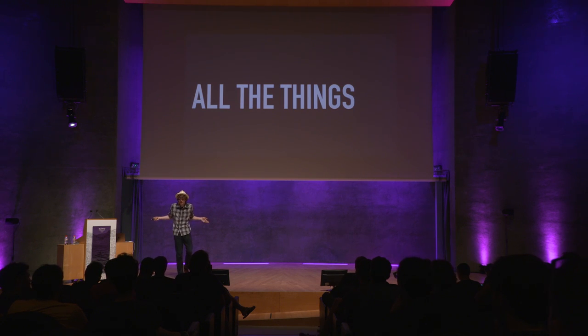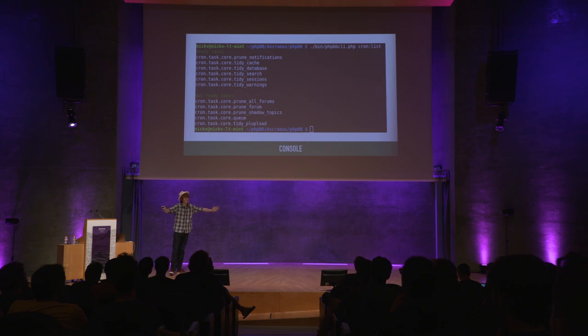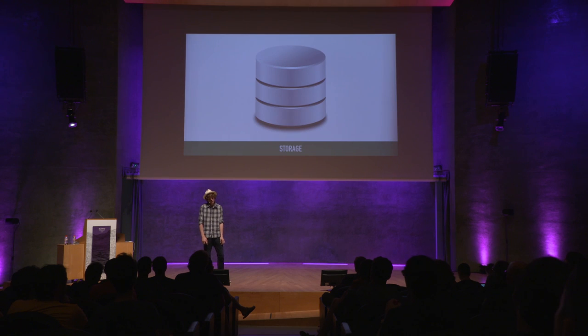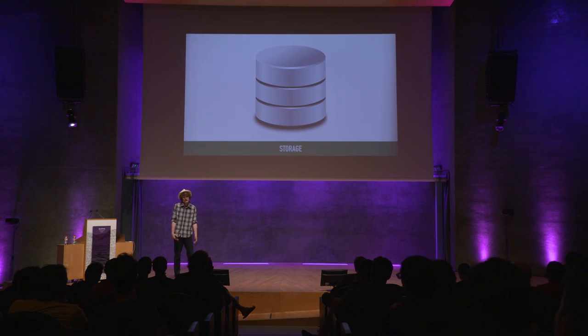So that's a lot of stuff, right? All the things. And there's more that we could go on. There's talk of a console PSR, which will be basically a PSR 7 for console applications instead of HTTP applications. That would be kind of cool, right? Whole load of async stuff, promises, event loop. Storage, persisting stuff to a file system.